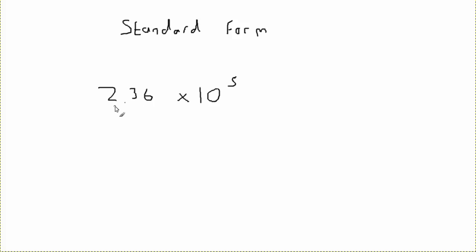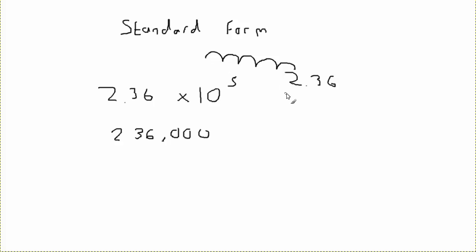What this represents is 2.36 multiplied by 10 to the 5, which is 100,000, so that would be 5 zeros. It would end up as 236,000, because you're moving 2.36 up. If we drew it over here, we'd move it 1, 2, 3, 4, 5 places until it looked like that.